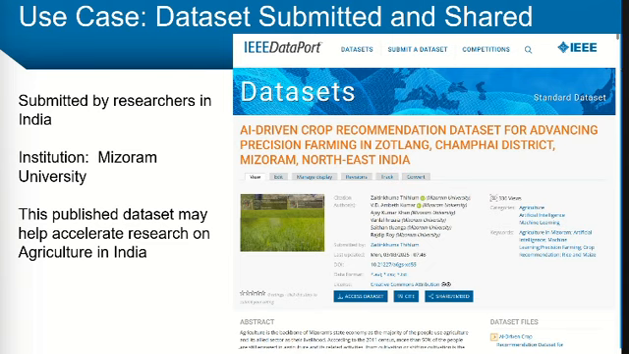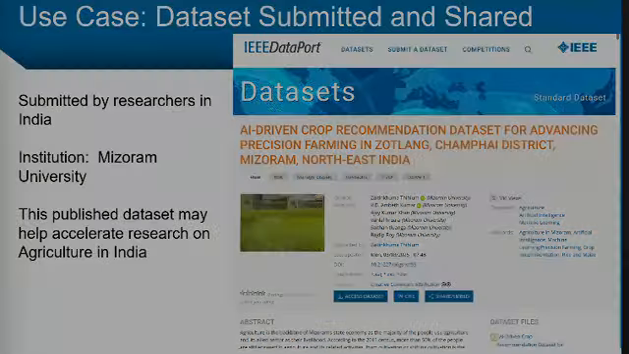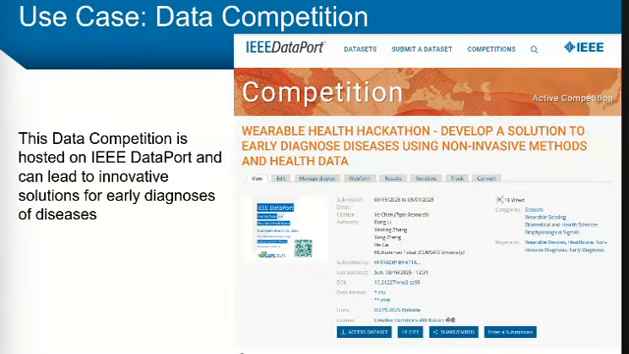Second, another example of a data set is again from Mizoram University. So there are different such data sets available on the DataPort platform, which are from India and different places.